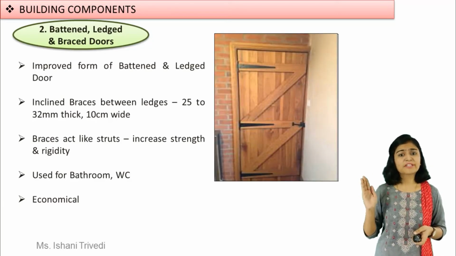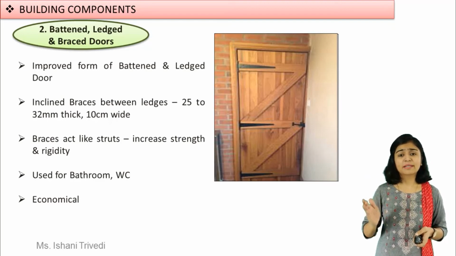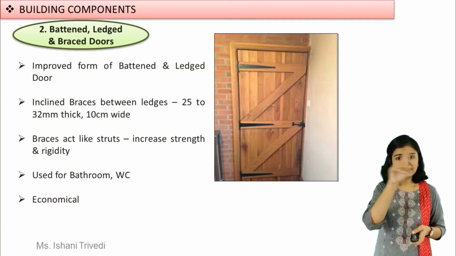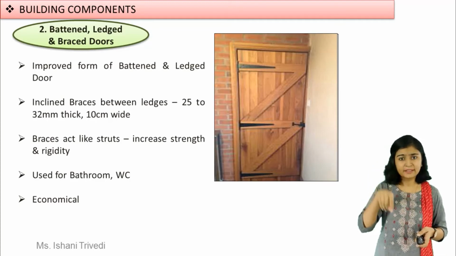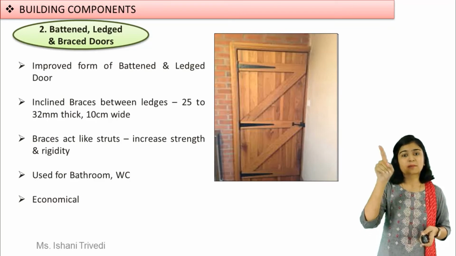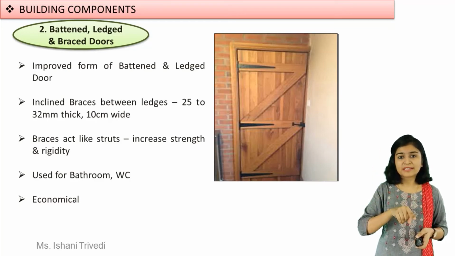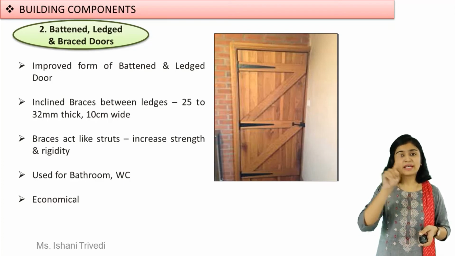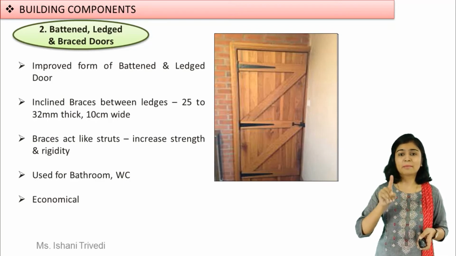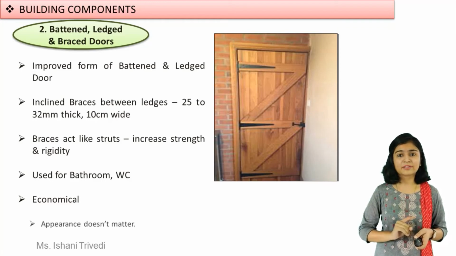Look at the image flashing now. You can see for real how a battened, ledged and braced door looks like. When you see in the image, we have the framework, we have the battens, we have ledges. They are supported with the help of diagonal braces and the T-hinges which are provided on all three ledges. Together this framework makes the battened, ledged and braced door.